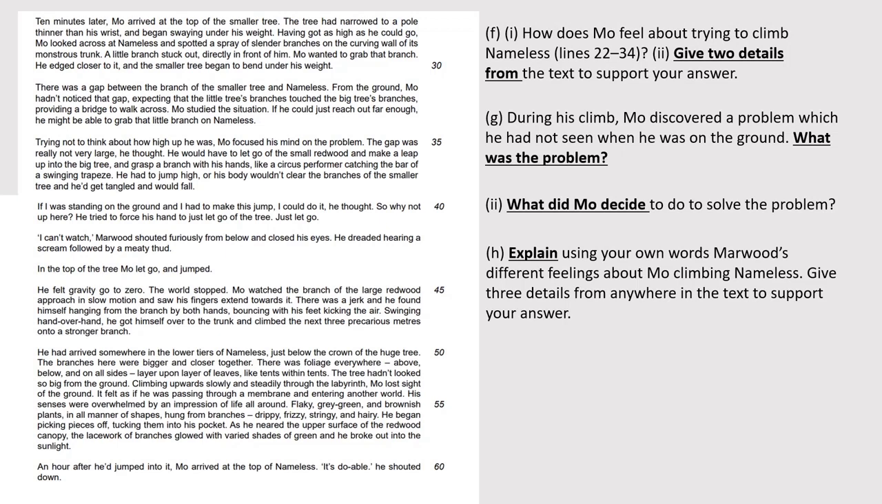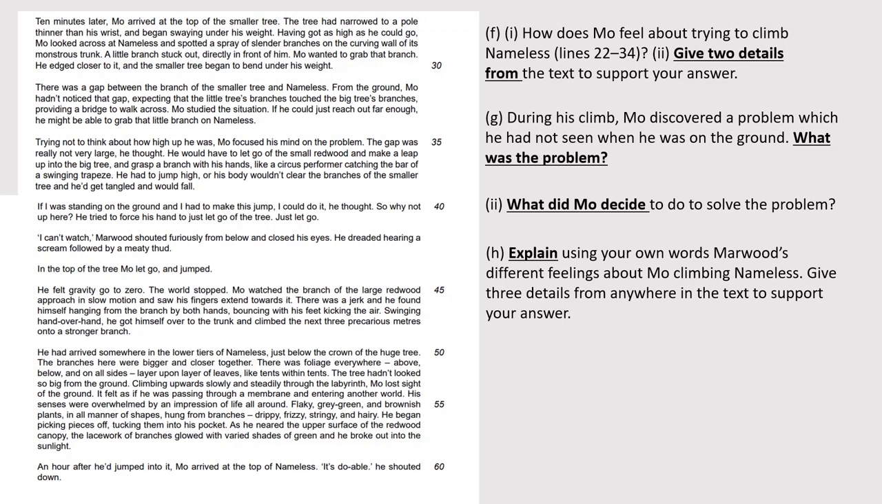Alright. Explain using your own words Marwood's different feelings about Mo climbing Nameless. Give 3 details from anywhere in the text to support your answer. If they're asking for 3 details, then obviously this is of 3 marks. The only way to go about it would be that we'll have to simply read ahead, won't we?